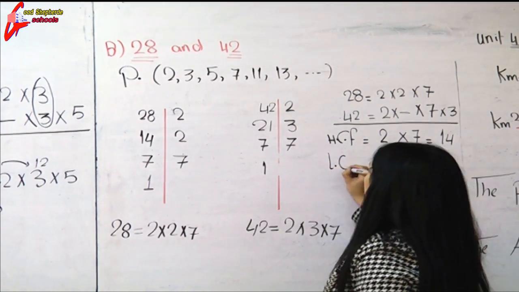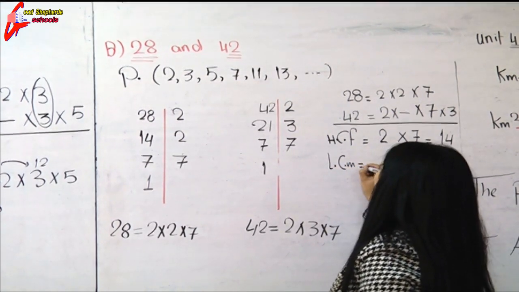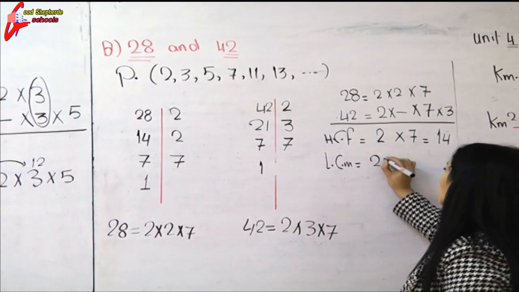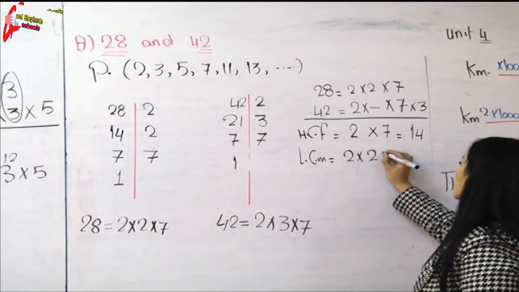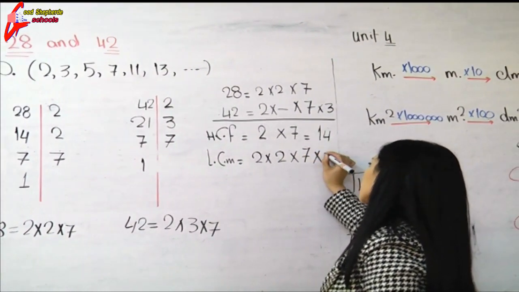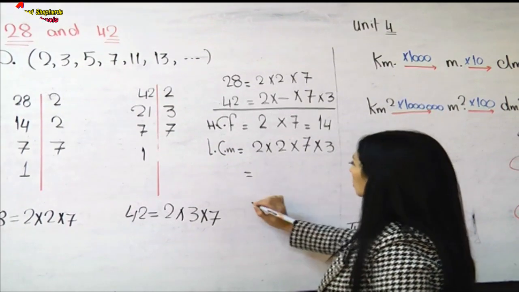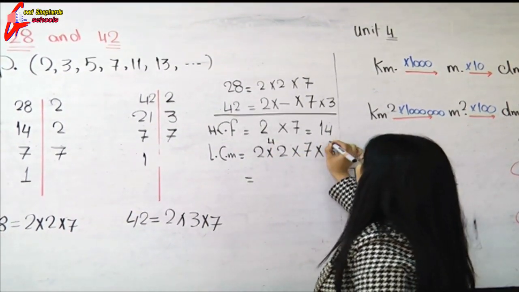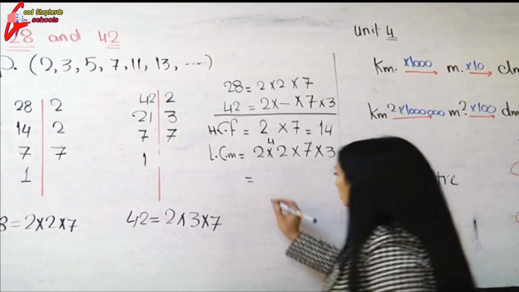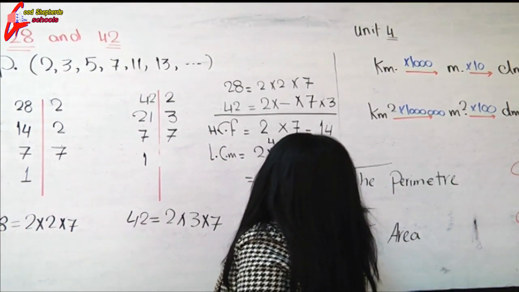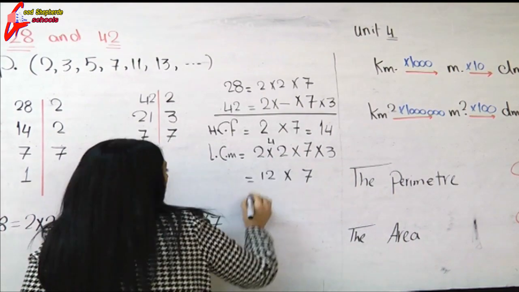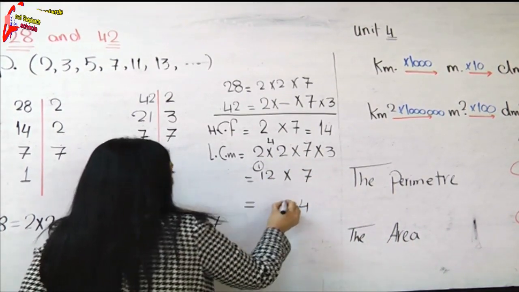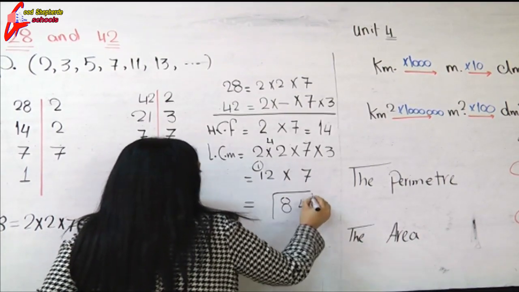LCM: take all numbers, repeated and not repeated, down. 2, 2, 7, 3 equals 2 times 2, 4, times 3 equals 12, times 7. 2 times 7, 14, 4 and carry 1. 1 times 7, 7, plus 1, 8. 84.